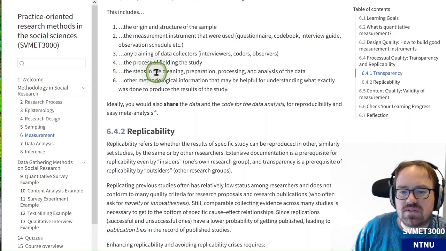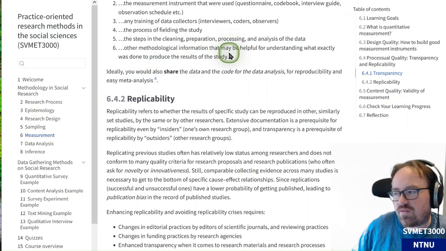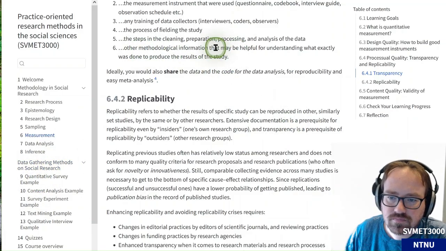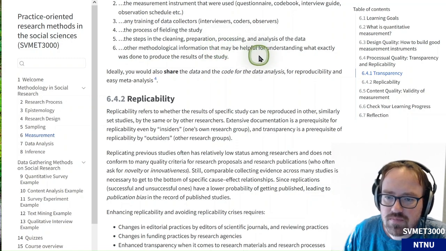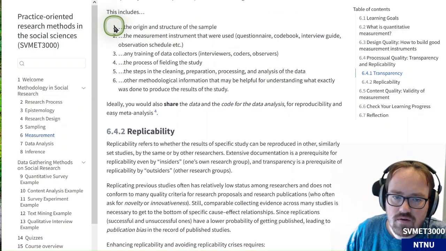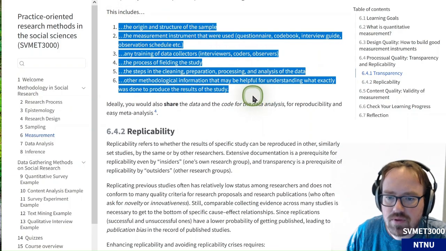And then also the steps in the cleaning, preparation, processing and analysis of data, and other methodological information that may vary between the different data gathering methods. That's why we look into each data collection method specifically on its own, and any information that may be helpful for understanding what exactly has been done to produce the results of the study. So these are very important components to include also when you write up the method section of your study.